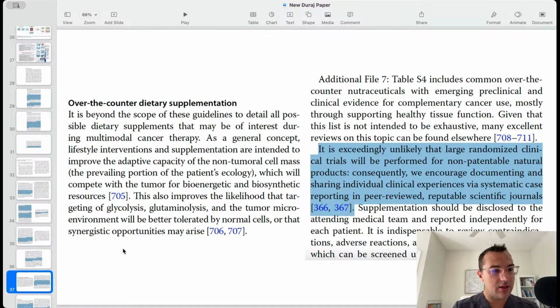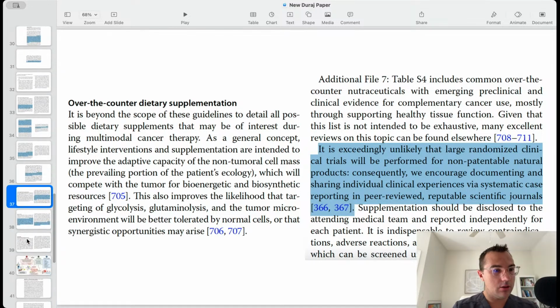Okay, so here is a little bit more about over-the-counter supplementation. And what it's saying here is, as a general concept, lifestyle interventions and supplementation are intended to improve adaptive capacity of the non-tumoral cell mass, the prevailing portion of the patient's ecology, which will compete with the tumor for bioenergetic and biosynthetic resources. This also improves the likelihood that targeting glycolysis and glutaminolysis and the tumor microenvironment will be better tolerated by normal cells, or that synergistic opportunities may arise.